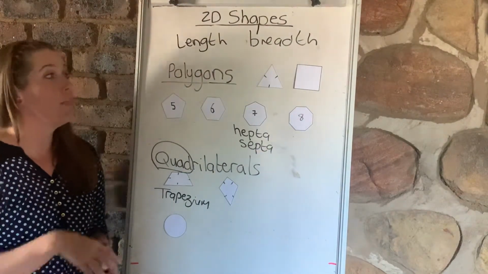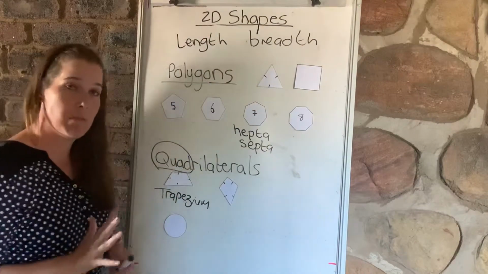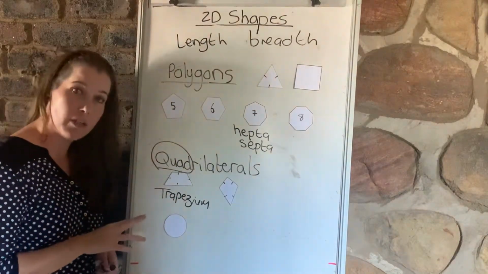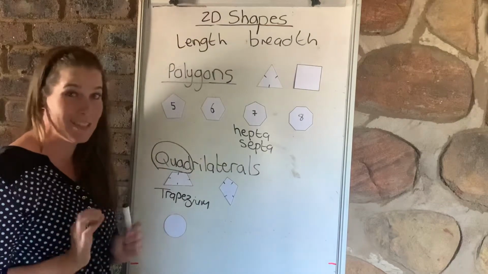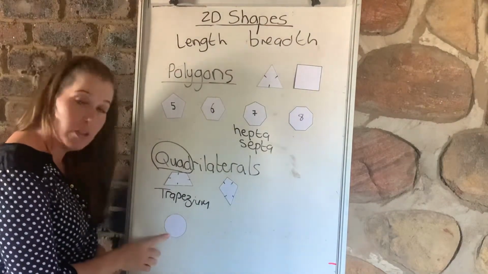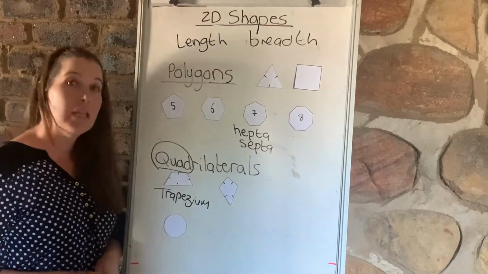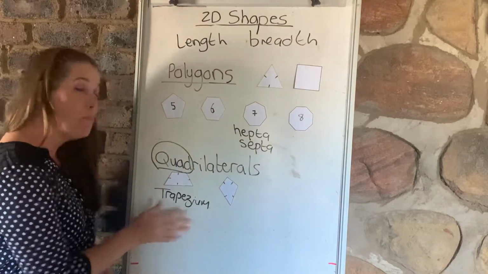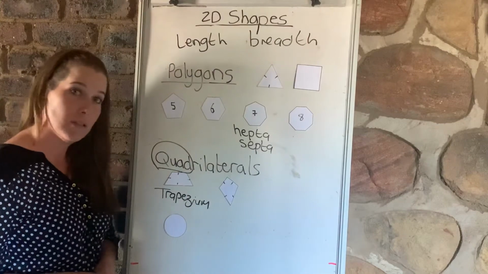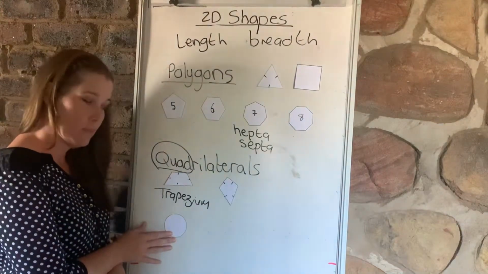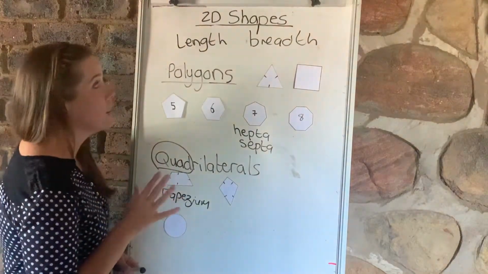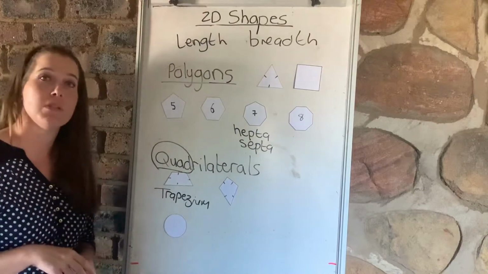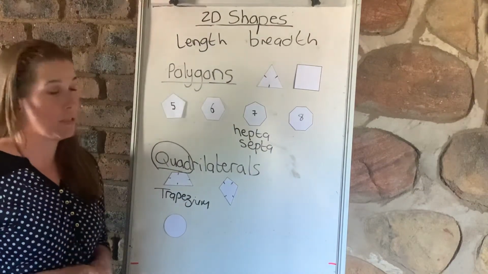Now those are polygons because remember, for a shape to be a polygon, it has to have only straight sides. A circle is not a polygon. It is a 2D shape because it is flat, but it doesn't have straight sides, so it is not a polygon.